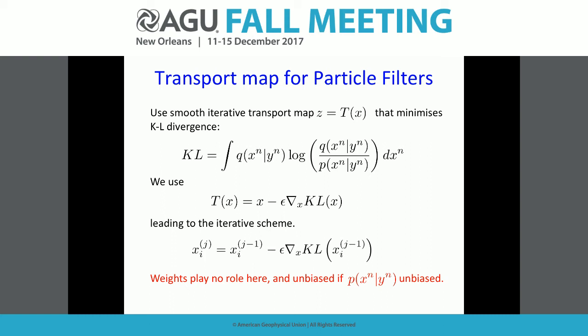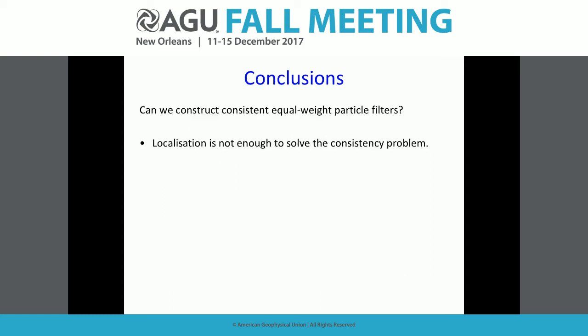And if our estimate of the posterior PDF is unbiased, then the whole thing is unbiased, and we've more or less solved the problem.